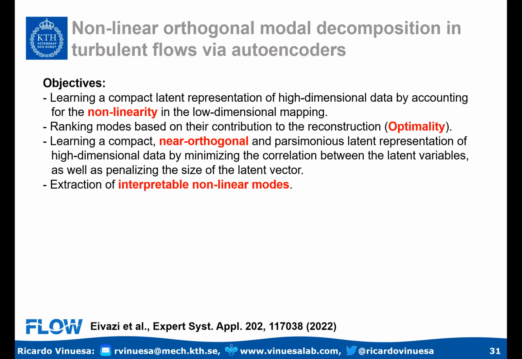In this sense, autoencoders, which I'm going to be discussing in this part of the presentation, are neural networks which allow us to exploit nonlinearities and are also designed to compress data. So if we can combine the nonlinearities with the optimality and orthogonality, then we would get a quite interesting approach for turbulence. And that's what we did in this work, published in Expert Systems with Applications. The data and the codes are available to share also. If you want to collaborate on this, I'm happy to discuss more and share more.